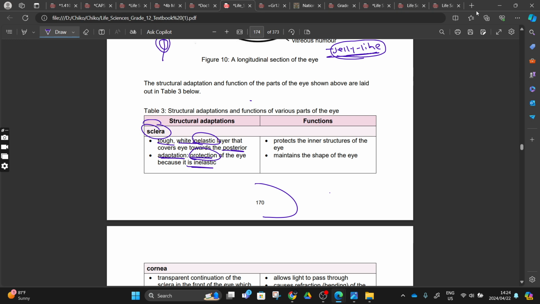Because if this sclera was elastic, or allowed to budge, when the vitreous humor inside there increases, it means that our eyes were going to also increase, right? So the function: it protects the inner structures of the eye, and it maintains the shape of the eye. We are talking about the sclera.